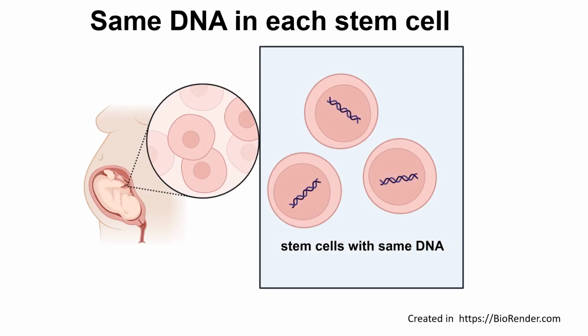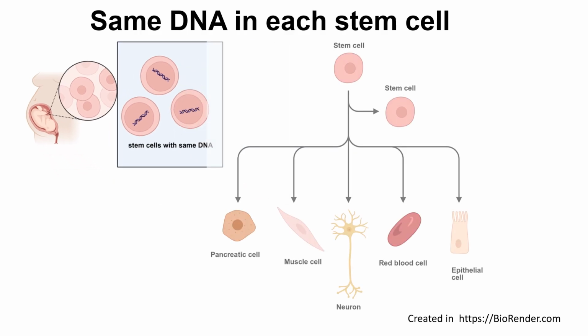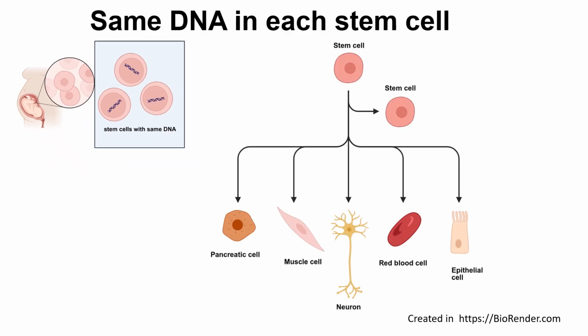Every baby has the same set of DNA in their stem cells, yet these cells divide to renew themselves and to give rise to different types of specialized cells. Stem cells can divide to produce themselves and also to differentiate into cells like pancreatic cell, muscle cell, neurons, red blood cell, epithelial cell, and all other kinds of cells in the living organism.